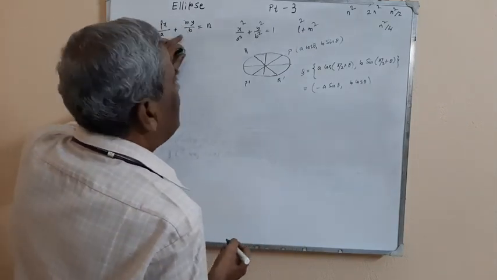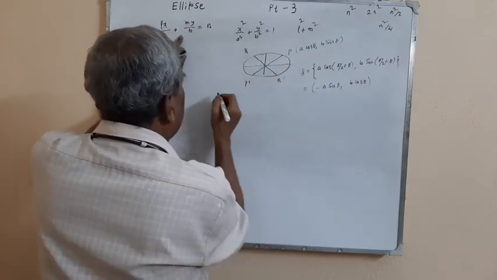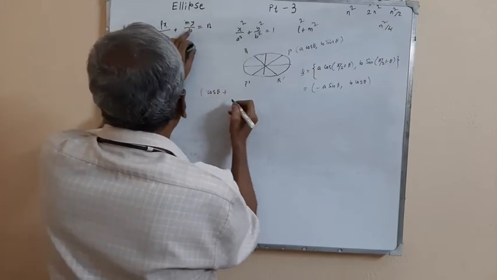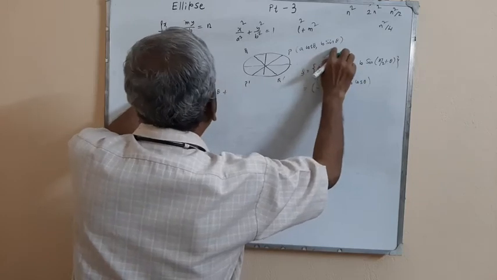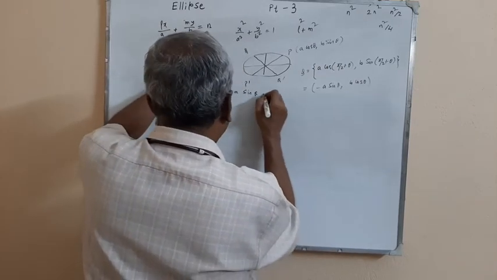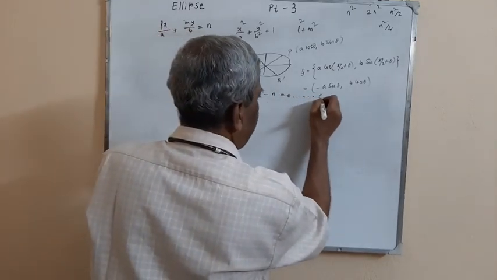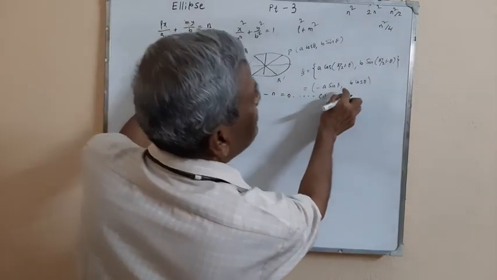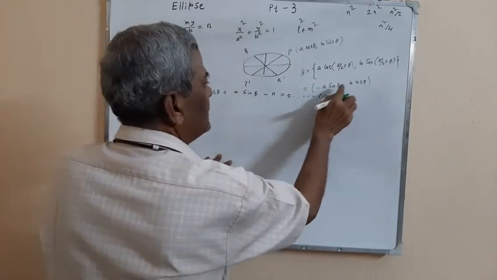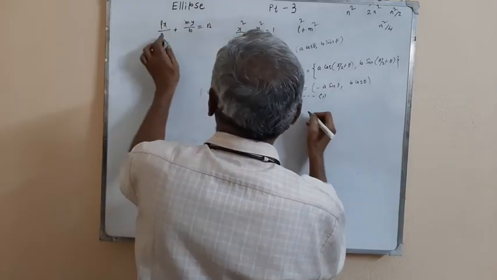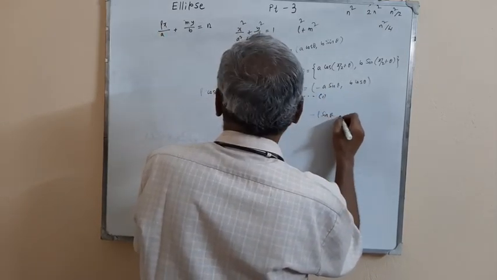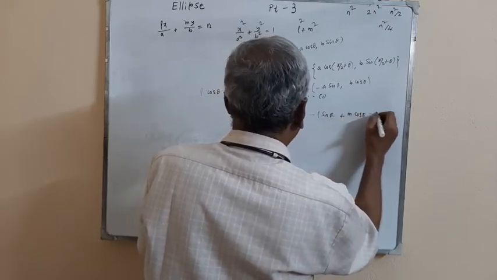So, as this passes through P, putting x is equal to A cos theta, x by A is equal to cos theta, so L cos theta plus y by B, and y by B is equal to sin theta, so M sin theta minus N is equal to 0. Equation number 1. Now it also passes through Q, so it becomes L times x by A, which is minus sin theta, plus M cos theta minus N is equal to 0.